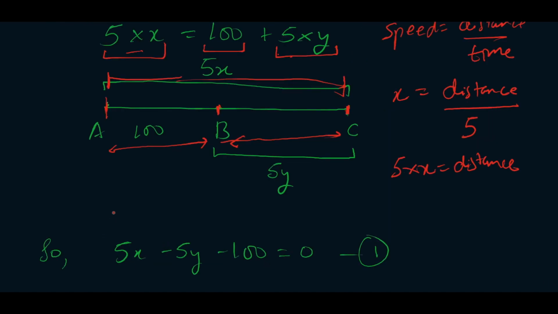So our first equation is 5x equals to 5y plus 100. So we will take 5y and 100 on the left hand side. So equation becomes 5x minus 5y minus 100 equals to 0. So this is our first equation.